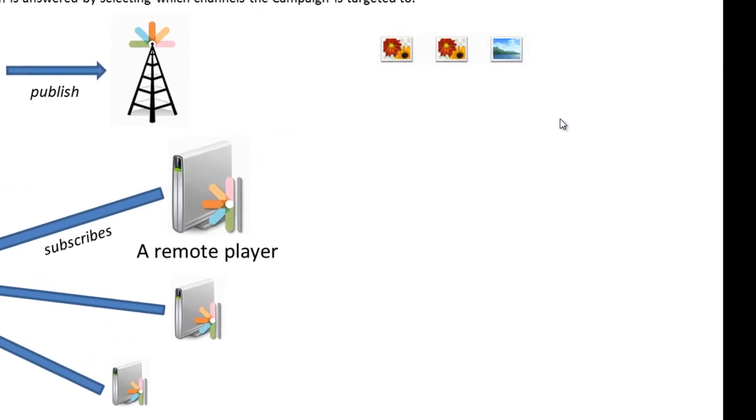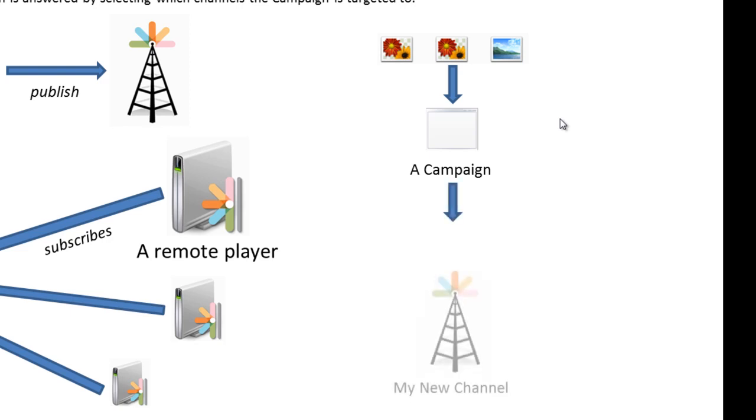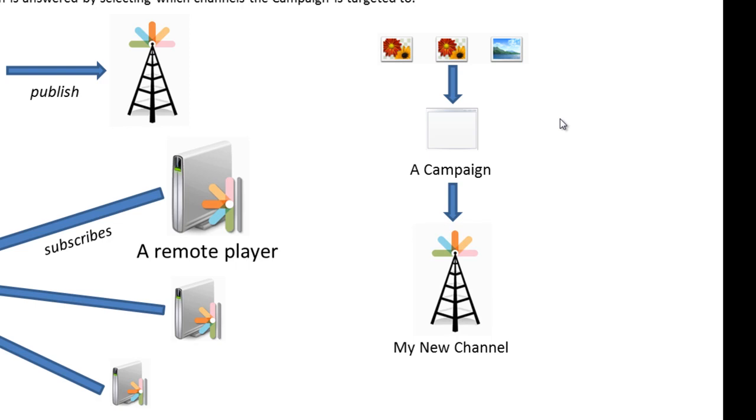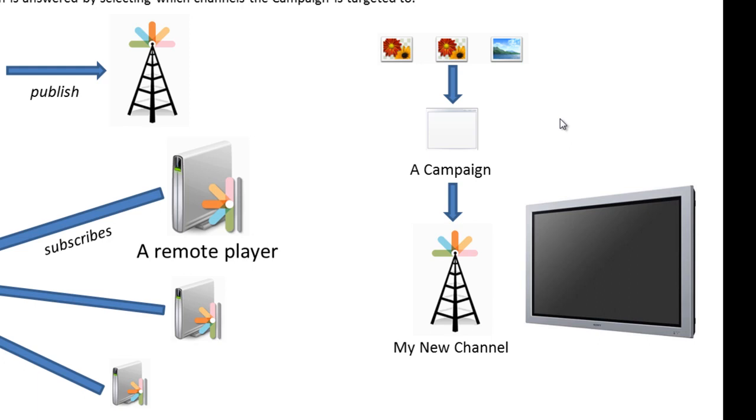So how does the process work? Well, you start off with some media that you add to a campaign, and that campaign's where question, and going back here, remember we had the what, the when, and the where. In the where question, we choose which channel we're going to publish it to, and when we do all those three things and click publish, it will end up playing out on those players that are subscribed to that channel.